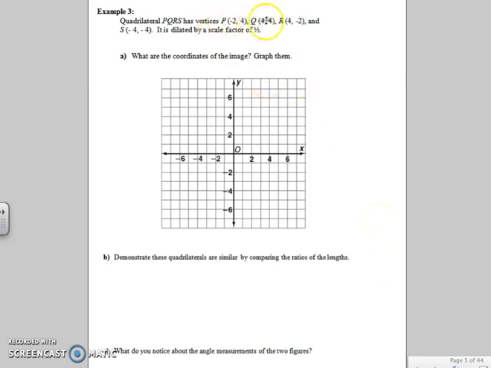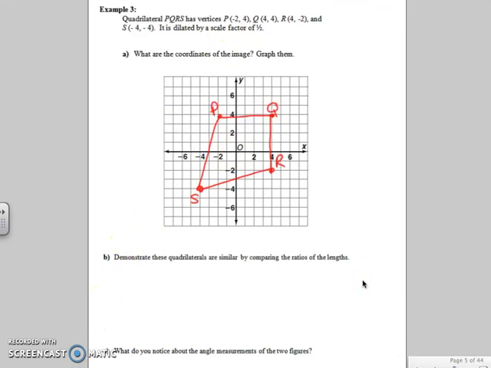So go ahead and press pause and please graph these points on this graph. Now I've graphed this image, I need to dilate it by a scale factor of 1/2. So first off, let me say that for my new P prime image, I need to multiply everything by 1/2. So that's the same as dividing it by 2.